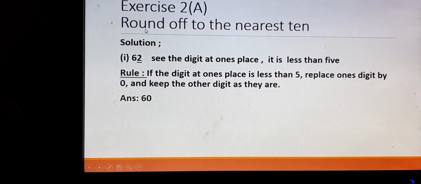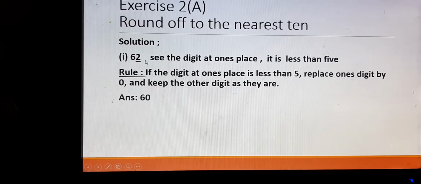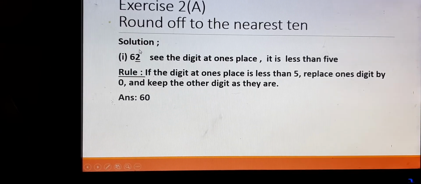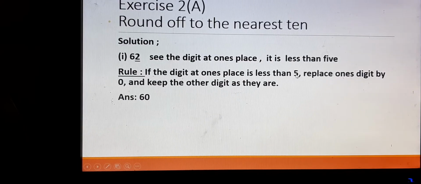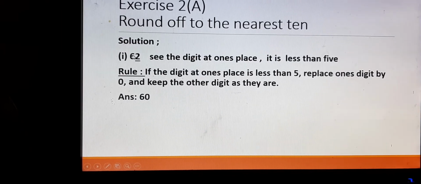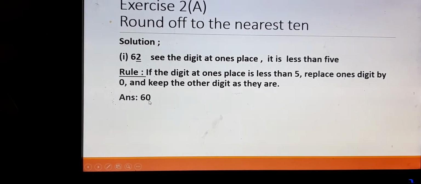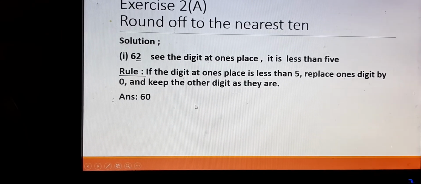Exercise 2a. Round off to the nearest 10. You see here the number is 62. What will we do? Look at the digit at the ones place. What is it? 2. 2 is less than 5. A poor man, he is going off. So 2 will just say bye bye and go off. It will not give anything to anybody. We will make that position 0. So the answer will be 60.